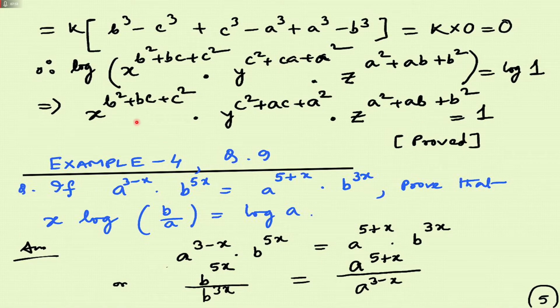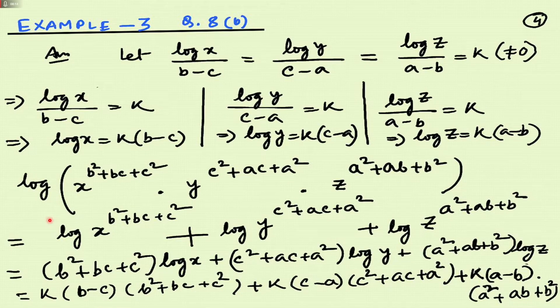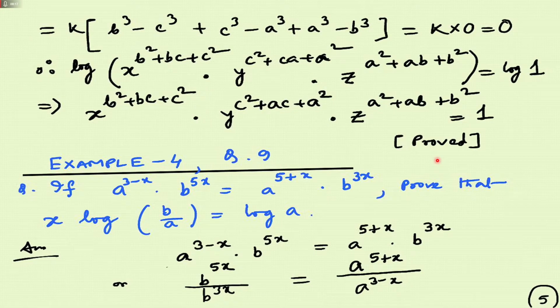So just taking k common, we will have b cube minus c cube plus c cube minus a cube plus a cube minus b cube, and it will give you 0. So you got k into 0 equal to 0. Now you have log of this is equal to 0, and you can express it as log 1 base 10. Now by the rule of log you can get this value as 1, and it was in your proving part, so you have proved this.